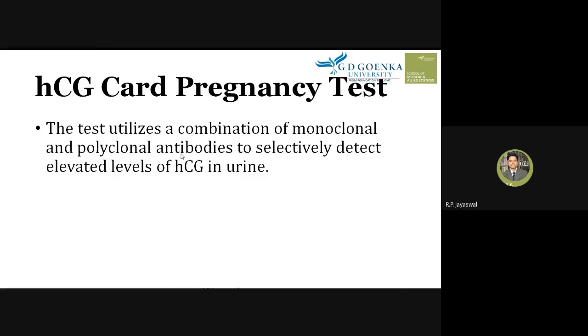So here we have the combination of two antibodies, monoclonal and polyclonal, which selectively detect elevated levels of HCG in the urine. So when there is a small amount of HCG in the urine, these antibodies are able to bind with HCG, and we can get the result as a band pattern.